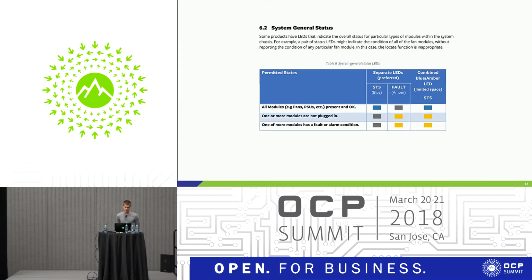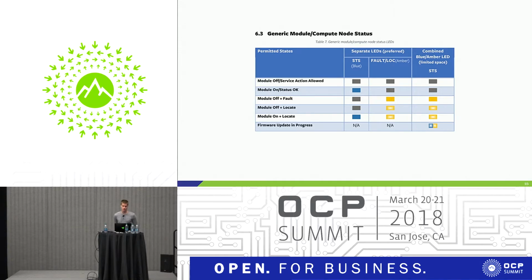This is very similar. This would be for a system general status or a health LED, as sometimes they call it. Again here, very similar. We have blue, which is either on or off to indicate it's present or not present. And amber is indicating there's a fault or there isn't a fault. And for this, there's no reason to have a locate feature.